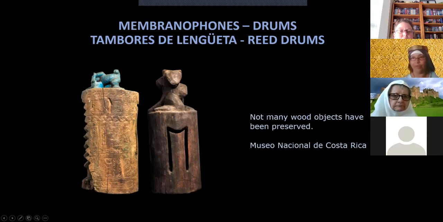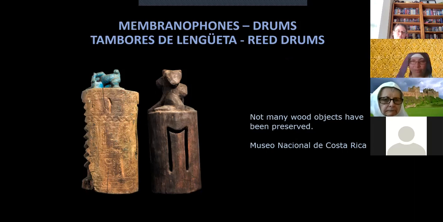In this example, we see some tambores de lengüeta or reed drums. It's important to mention these are from Costa Rica, and at least in Costa Rica, not a lot of wood objects have been preserved because the weather is very humid and it rains a lot. So not a lot is preserved.